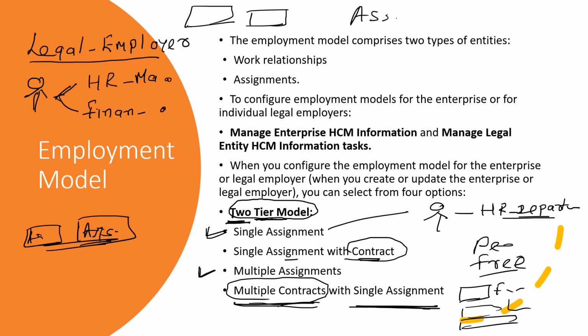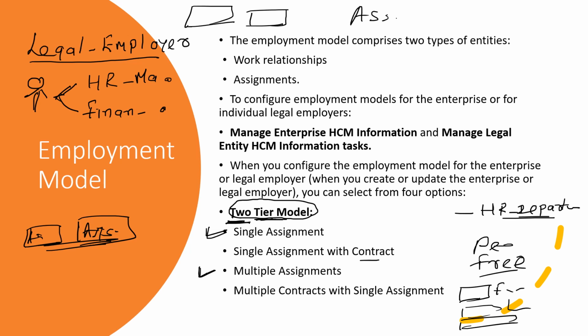So when we talk about the two-tier model, under the two-tier model we have four options. Under the four options, we have a single assignment, a single assignment with contract, a multiple assignment, and then at the last, multiple contract with a single assignment. So this is what we have as a part of the two-tier model.